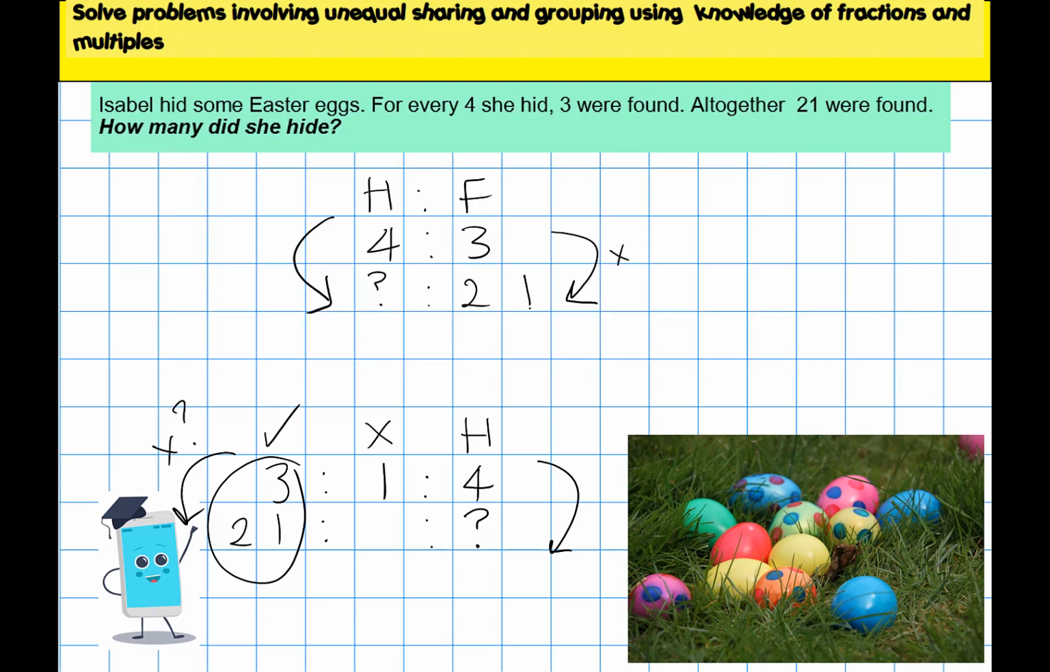So to get from 3 to 21 is a scale factor of 7, which means I need to multiply my 4 by 7, which is 28. If I did it this way, to get from 3 to 21 is still 7. All it means is that I could have identified how many weren't found as well as how many were hidden altogether. But the question is, how many did she hide? So you would need to make sure that you extract this answer, the 28.